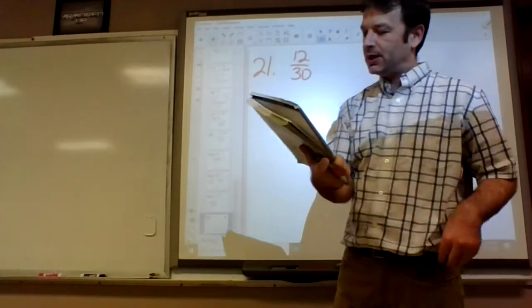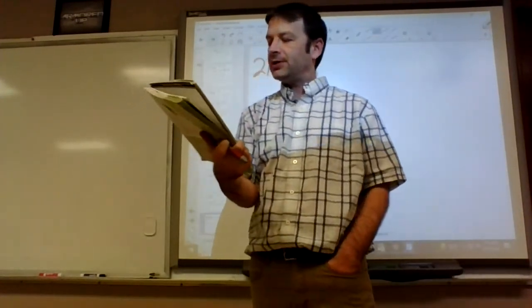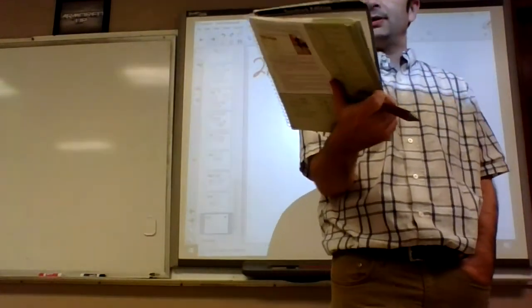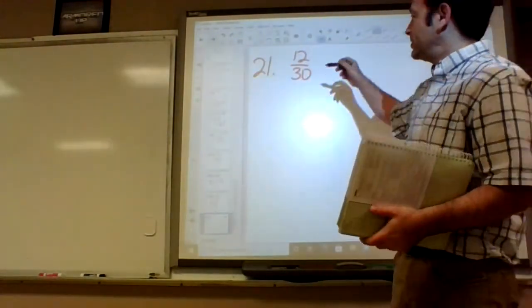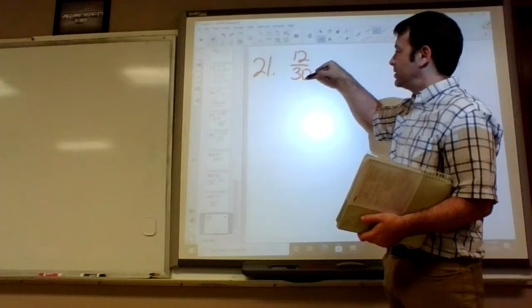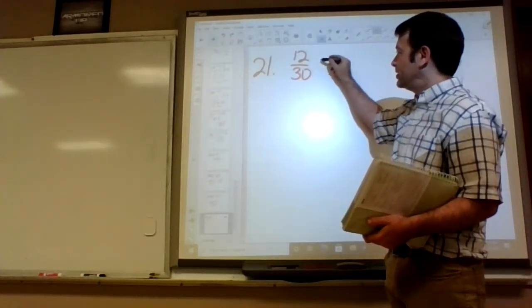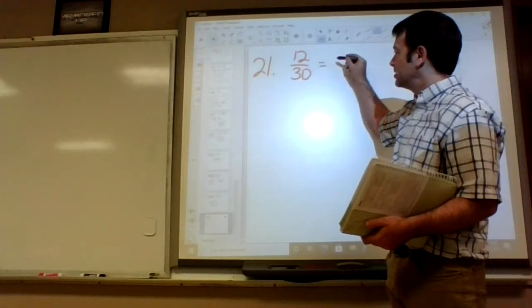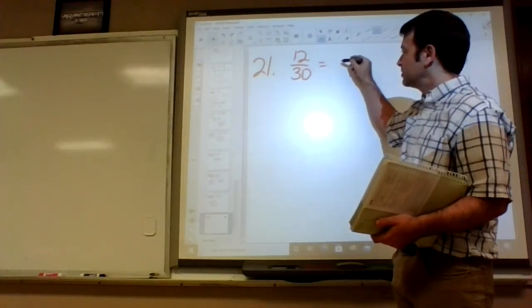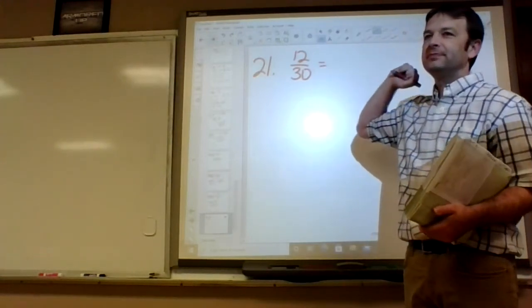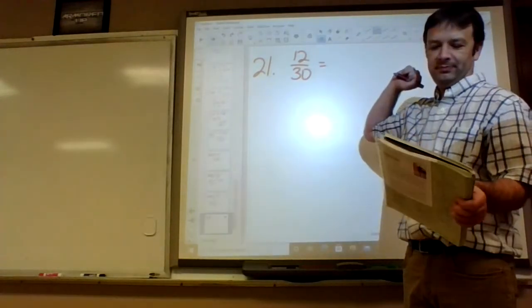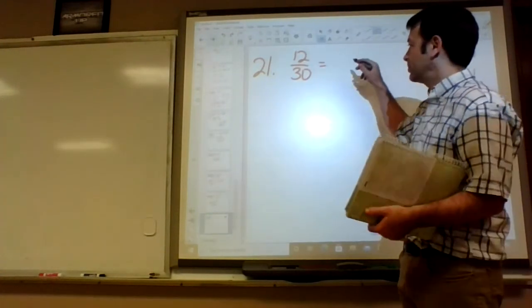Okay, the question says, what percent of the class is boys? What percent of the class are girls? It was 30 and 12. So how do I turn this into a decimal? 12 divided by 30 is 2/5, or 0.4.